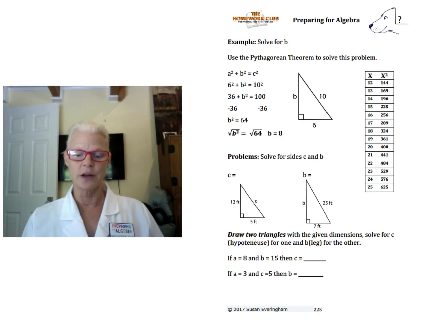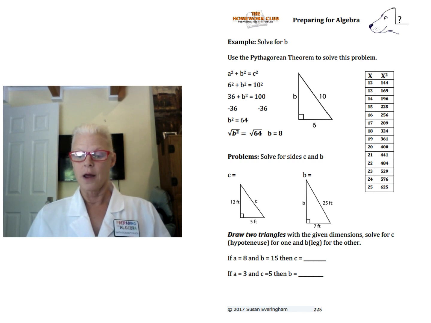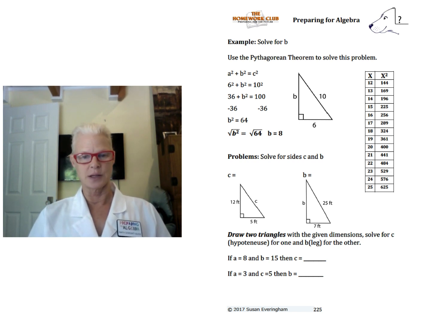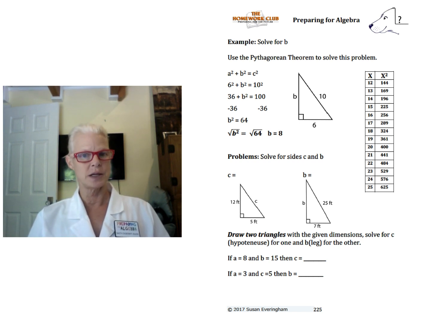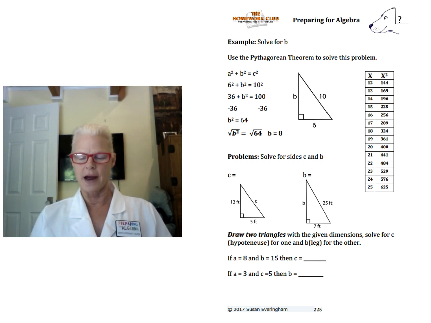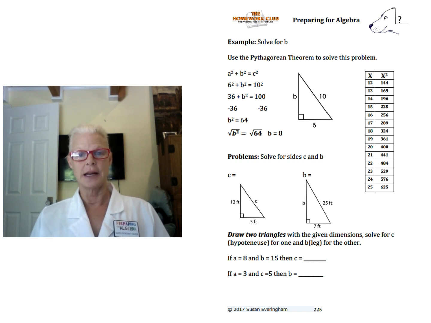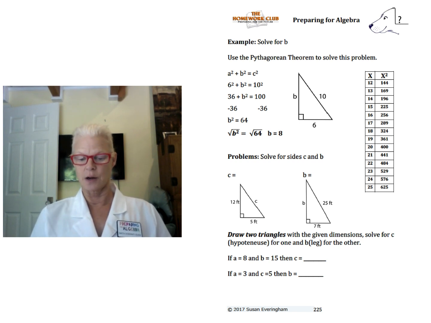Now on page 225, we're going to go ahead and solve for the B side of the right triangle. So A squared plus B squared equals C squared. So A squared, 6 squared, plus B squared equals C squared, 100. And when you do all the math, it figures out to be 8. So it's the square root of 64, and we already know square roots. 8 times 8 is 64, therefore B is 8.